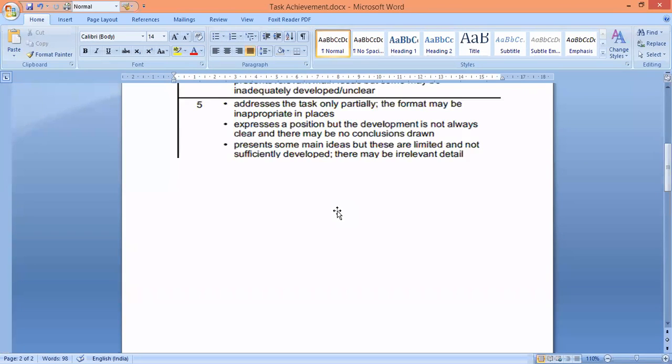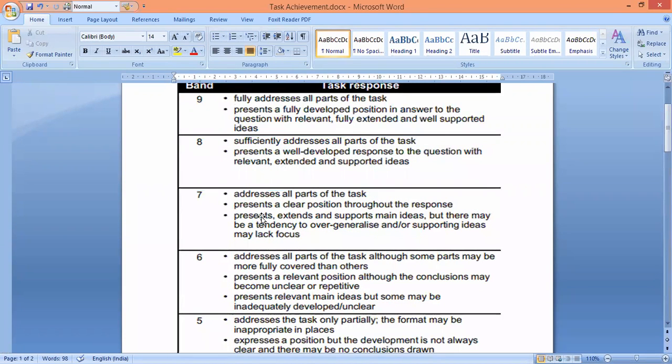Yeah, so the thin line, you are right. Here they are saying that it addresses all parts of the task. It means that you are addressing it, but here you are sufficiently addressing it. Let's take an example of a double question. There are 2 questions. You are giving answer to both the questions, but the weightage is not equal. But on the 8 band, the examiner doesn't have any confusion that you discussed one idea less than the other.